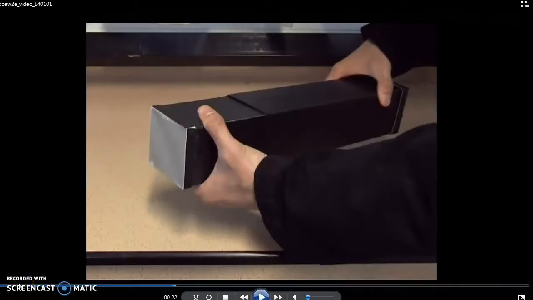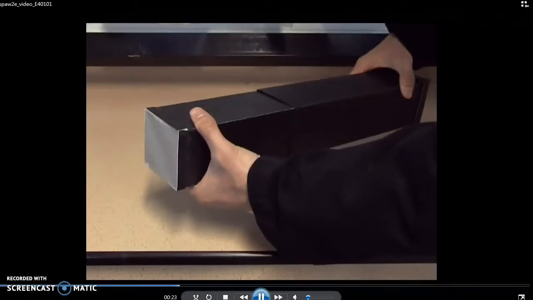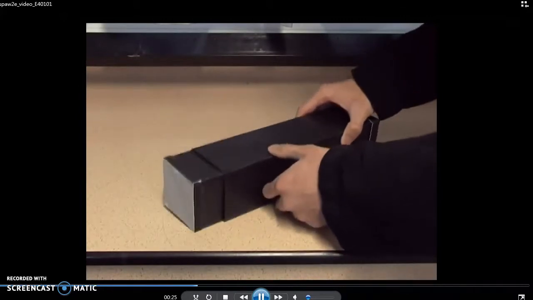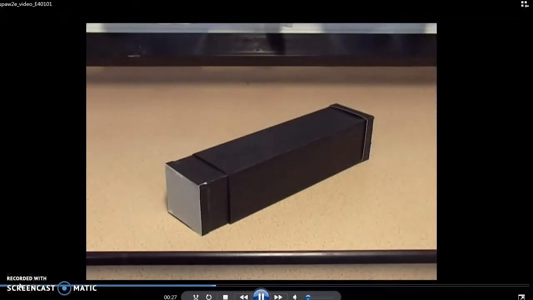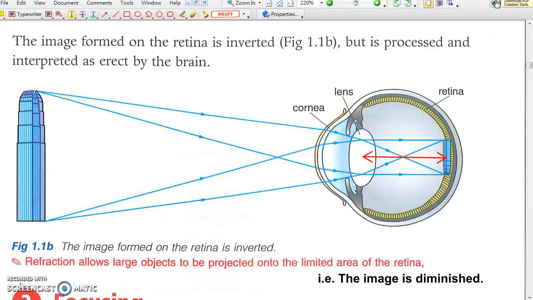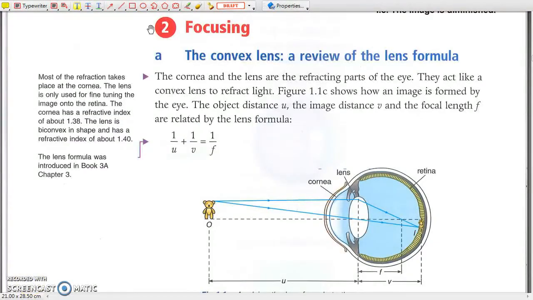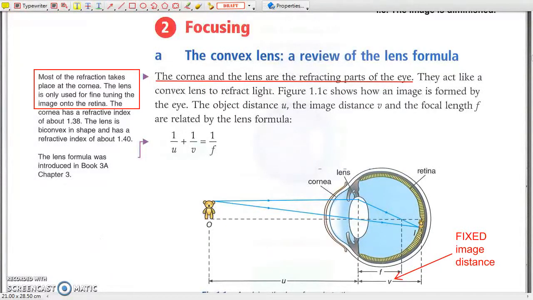But there's one big difference between the eye model and the human eye. That is, the length of the eye model can be changed, while the human eye has a fixed image distance. 2. Focusing. A. The convex lens. A review of the lens formula. Both the cornea and the eye lens refract light. Most refraction occurs at the cornea, while the eye lens is used for fine-tuning.